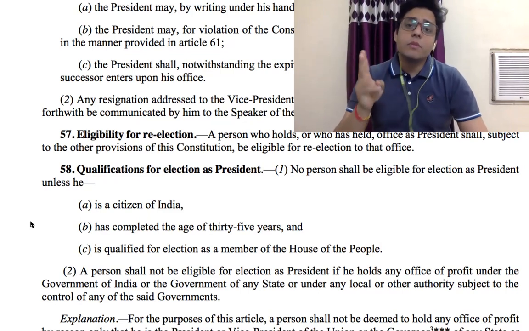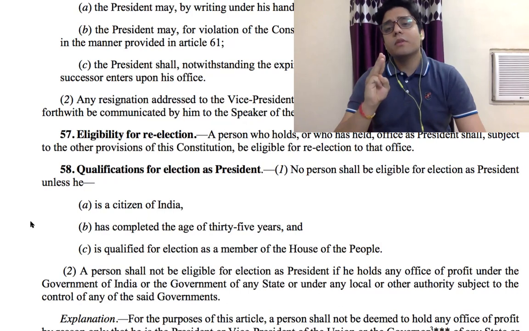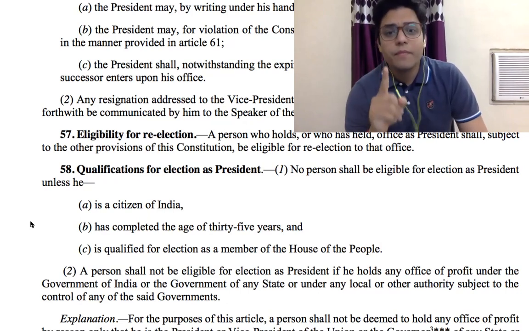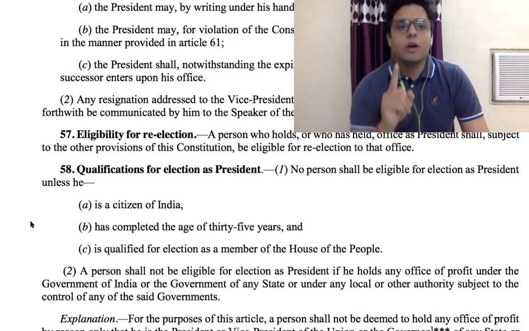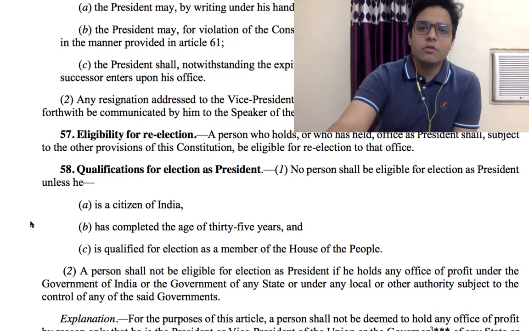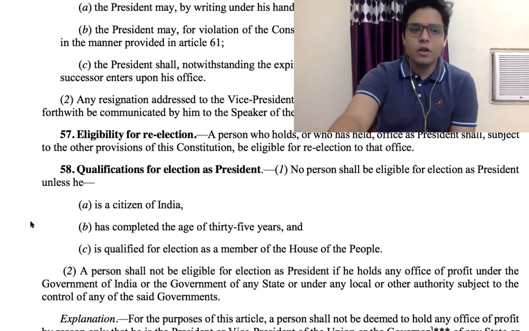Second requirement, he must have completed 35 years of age, and he must be eligible for election to the House of the People, not Rajya Sabha. House of the People means Lok Sabha. So the qualification is citizen of India, 35 years, and eligibility for election to the House of the People.